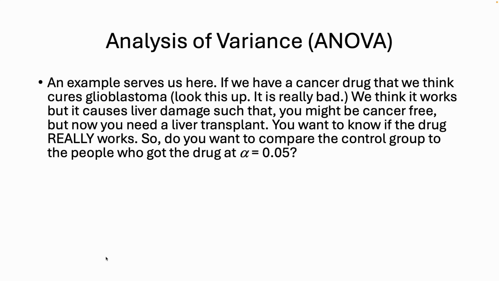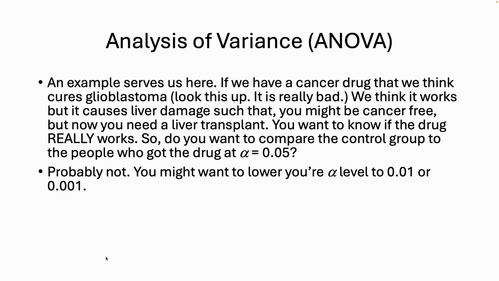But imagine that you have a cancer drug that we think cures glioblastoma. Glioblastoma is a deadly type of brain cancer. We think it works, but it causes liver damage such that you might be cancer-free, but now you need a liver transplant. You want to know if the drug really works, so do you want to compare the control group to the people who got the drug at an alpha level of 0.05? You want to make the mistake of concluding that the drug works when it doesn't, do you want to make that mistake 5% of the time?